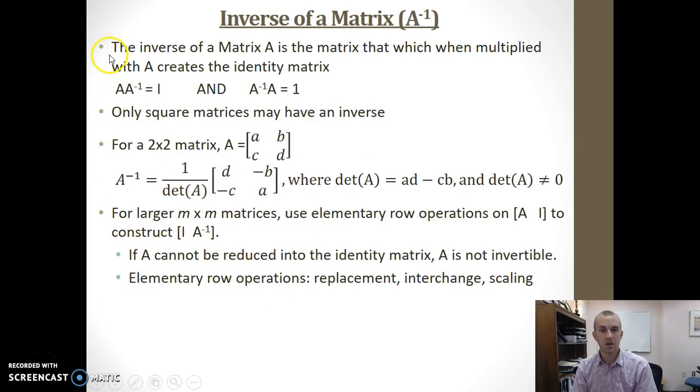Now, if I remember here, a 2 by 2 matrix is very easy. All I have to do is find the determinant, which for 2 by 2 is very simple. So it's 1 over that determinant. I swap my elements at A and D, and I put the negatives on the other diagonal, and that will give me my inverse. Much easier than having to go through the entire process of trying to convert. And if I can't reduce it to that identity, then it won't work.